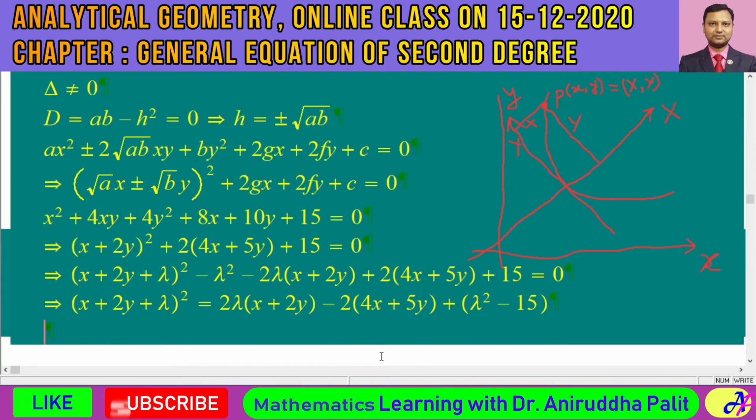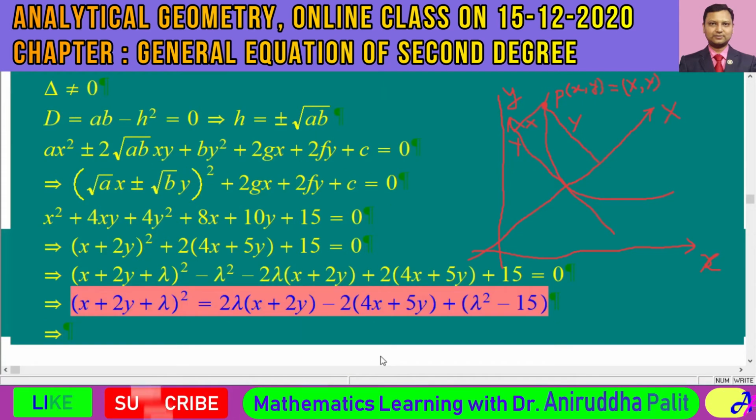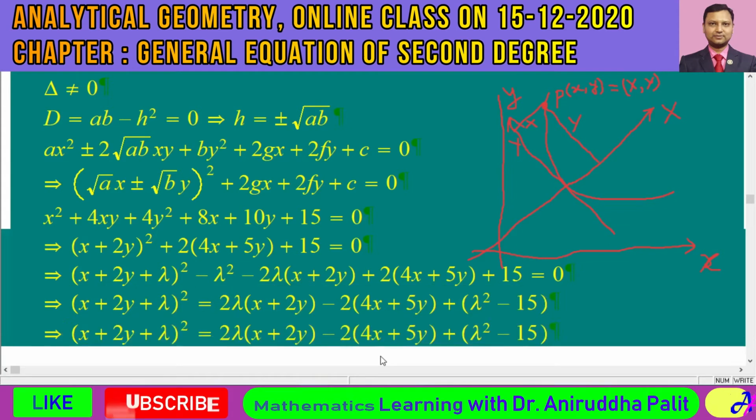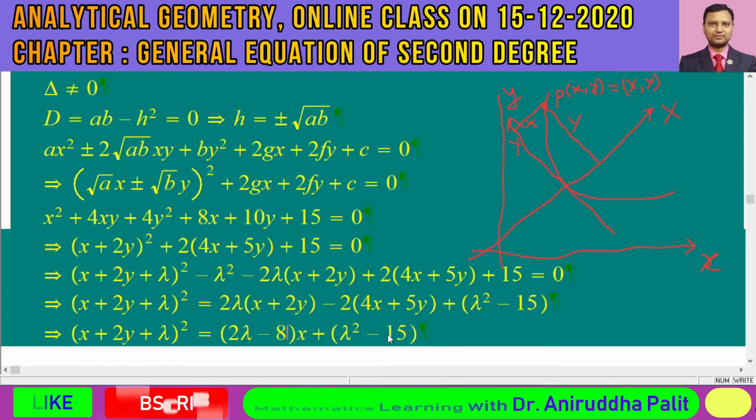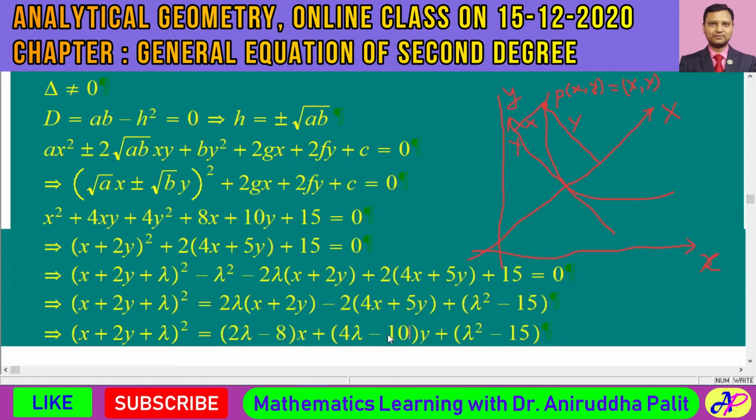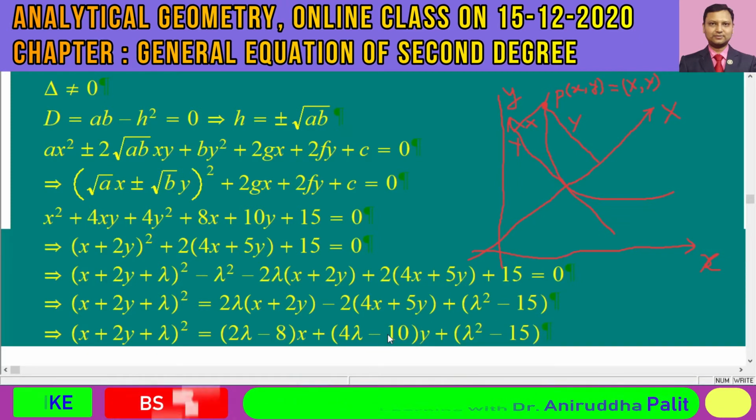Now, if you look at the right hand side expression, we can take x common. What would be the coefficient of x? The coefficient of x would be twice lambda minus 8. And then what would be the coefficient of y? The coefficient of y would be 4 lambda minus 10. Okay, 4 lambda minus 10.